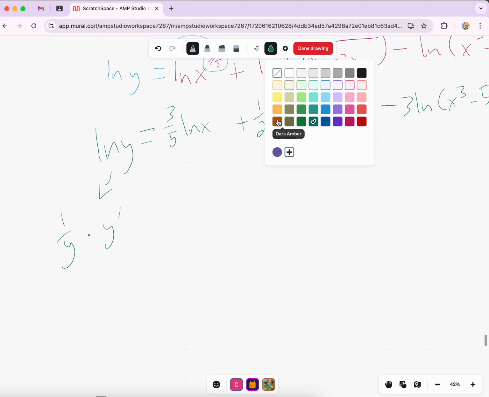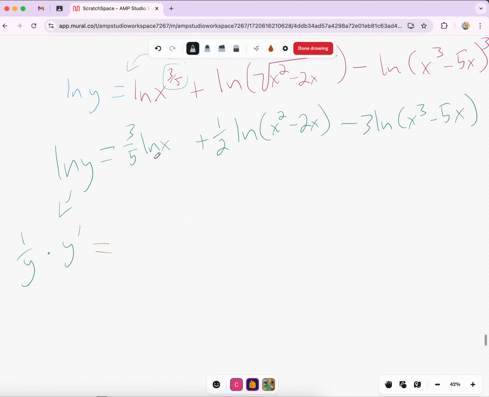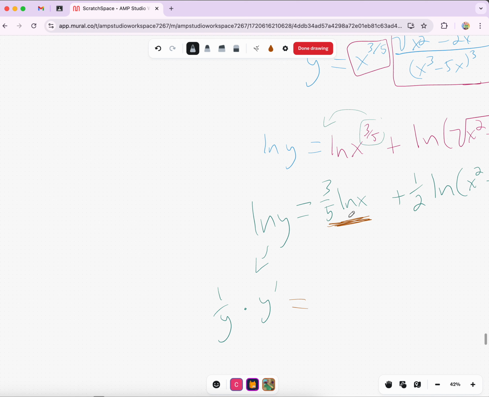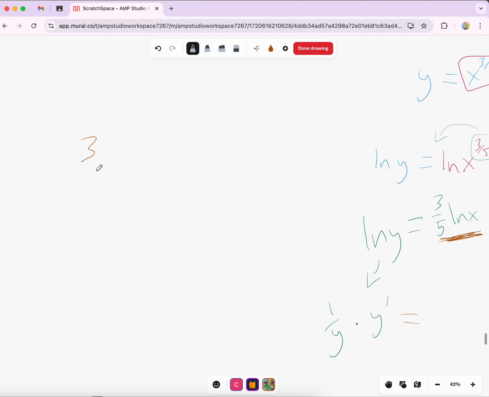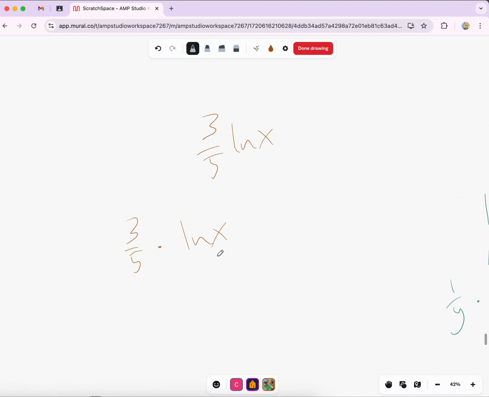Let me do this in a different color. Equals, all right, now we've got this 3/5 times the natural log of x. So how can I derive this? Well, I can use the product rule, right? So here I'm going to do each one of these chunks a little separately. So I'm going to do this one in brown. So 3/5 natural log x. So I can do the product rule, right? Where instead it's 3/5 times natural log of x. Okay, and let's do the derivative of each one.